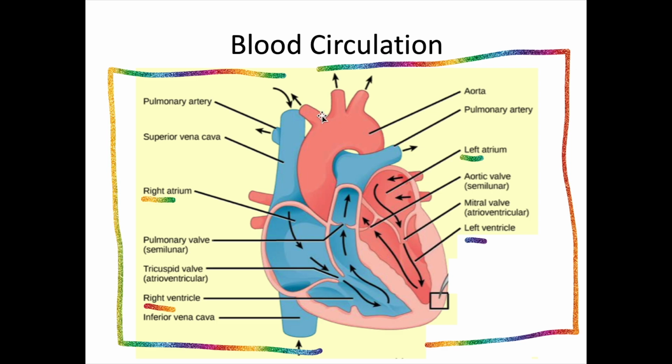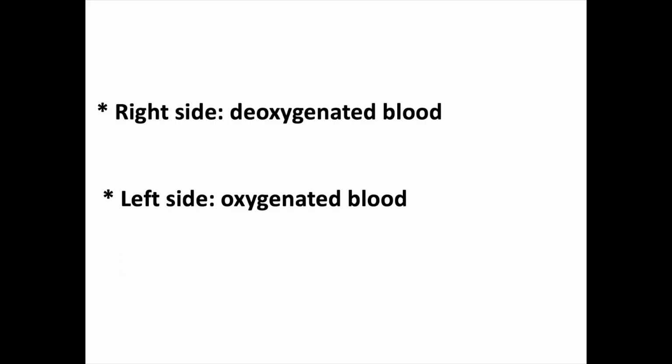The other thing that I think will help you out is to remember that the right side of the heart always deals with deoxygenated blood. So the right atrium is receiving deoxygenated blood, the right ventricle is sending out deoxygenated blood, and the left side of the heart always deals with oxygenated blood. The left atrium is receiving oxygenated blood, and the left ventricle is sending out oxygenated blood. So this is another note just to help you here. Right side deals with deoxygenated blood. Left side deals with oxygenated blood.